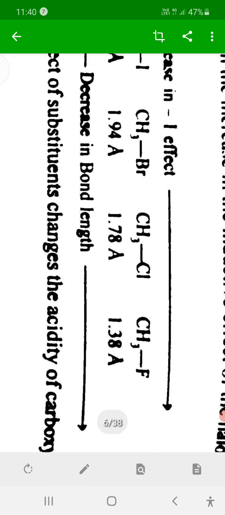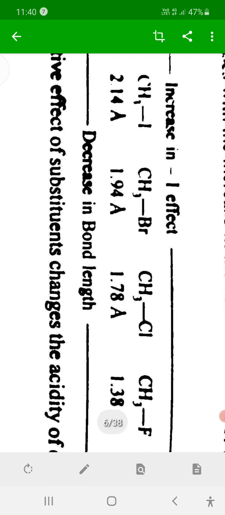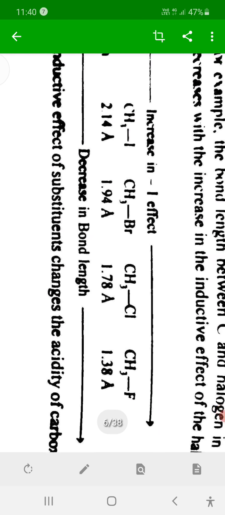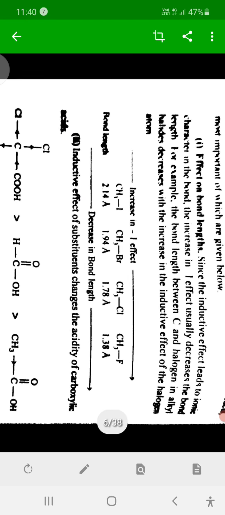Then applications of inductive effect on bond length. As inductive effect increases, bond length decreases. As inductive effect increases, bond length decreases. Remember that. Atoms come closer and therefore bond length decreases.